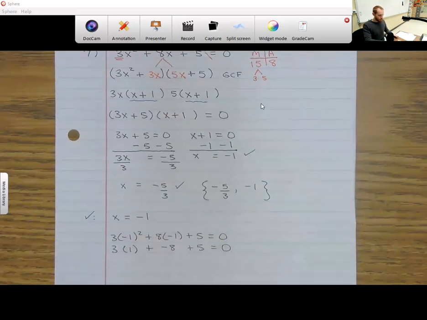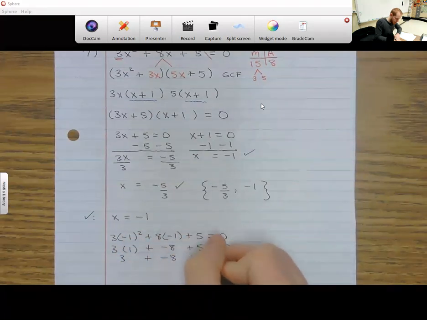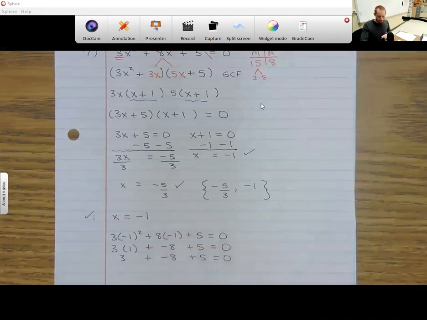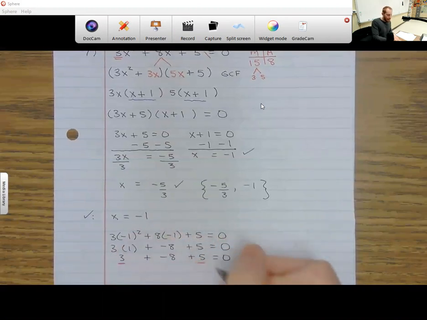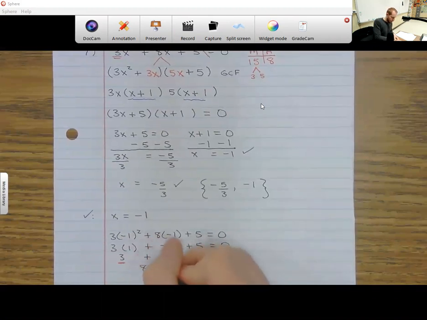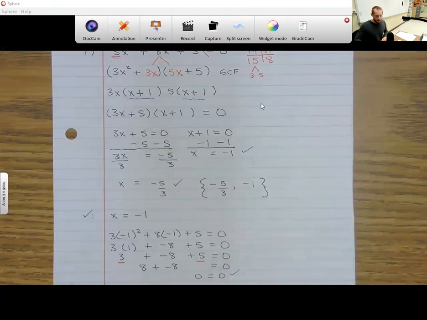Right? So far, so good. 3 times 1 is going to give me 3. Plus -8 plus 5 equals 0. And then what you'll notice is, if I actually add these two numbers together, the 3 and the 5, I'm going to get +8. So this is actually going to be 8 plus -8 equals 0. So I get 0 equals 0, right? So that's a true statement. I know that -1 is going to work.